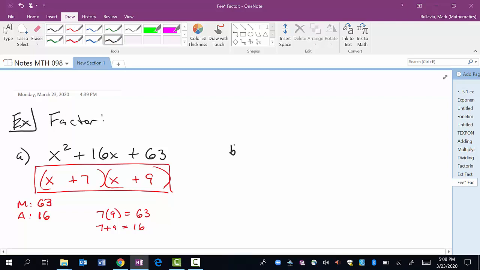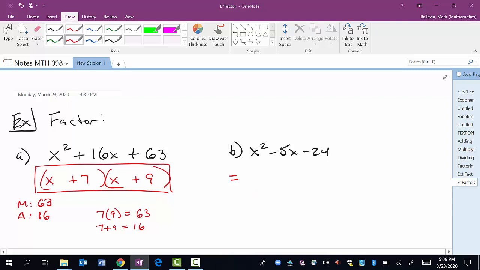Let's take a look at another one. If I wrote x squared minus 5x minus 24. Again, we're going to factor here. And to factor this, first thing you look for is a GCF. In this case, I don't see a greatest common factor other than 1. So we can't factor anything out of the entire thing.